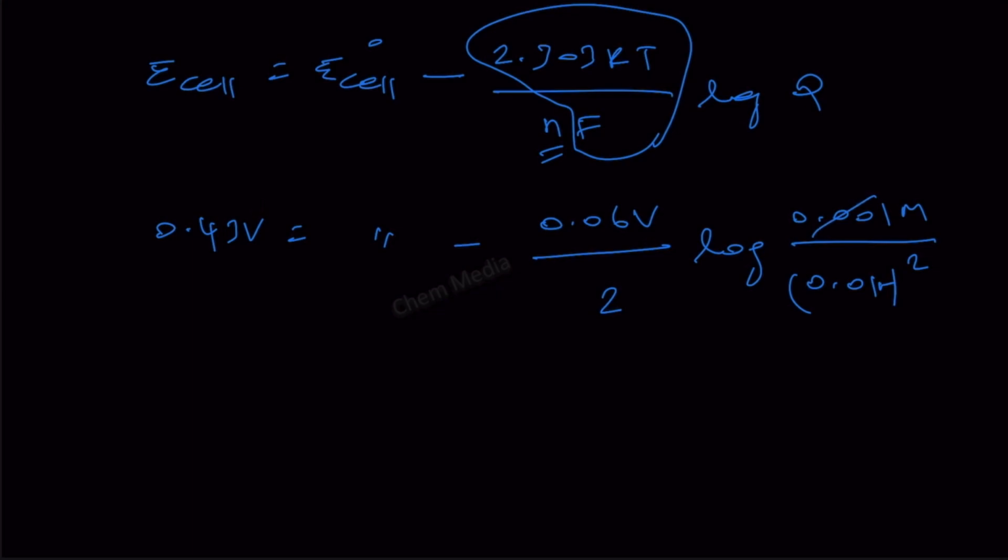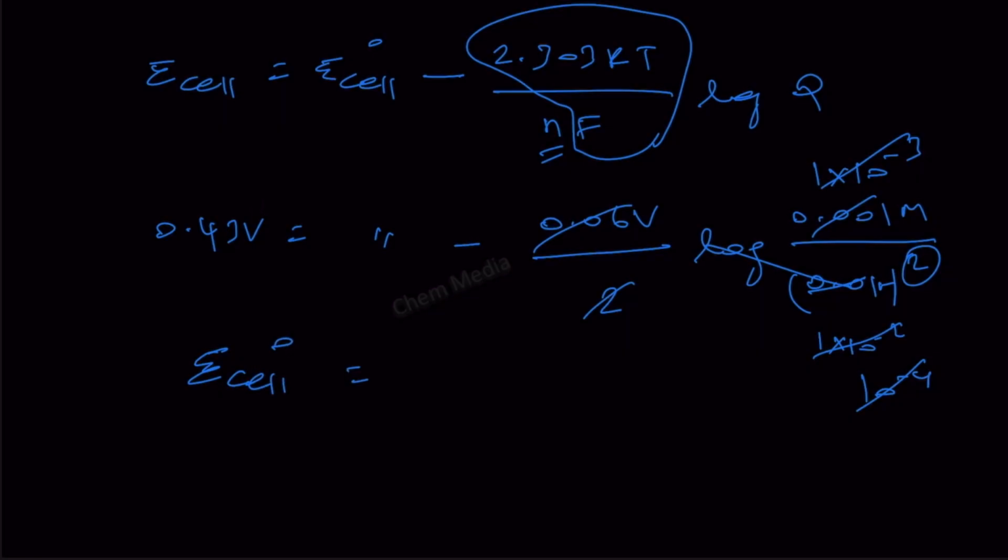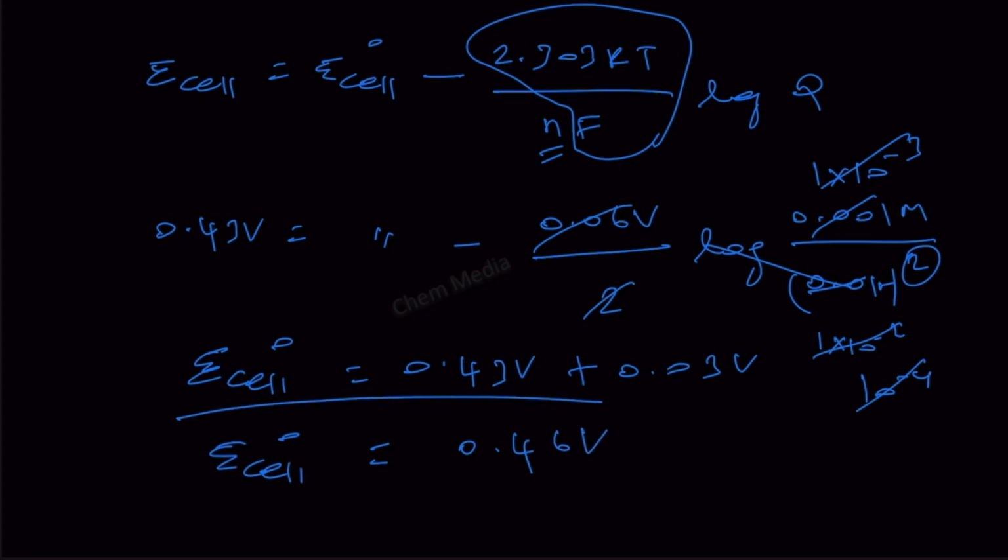So, this one we can write as 1 times 10 to the power minus 3, this one we can write as 1 times 10 to the power minus 2, but we have square term here. So, therefore, this becomes 10 to the power minus 4. So, this means eventually it becomes log 10 base 10, and log 10 base 10 is 1. So, this means Ecell Standard is equal to 0.43 volt plus 0.03 volt, and that is equal to 0.46 volt. This is the Ecell Standard value.